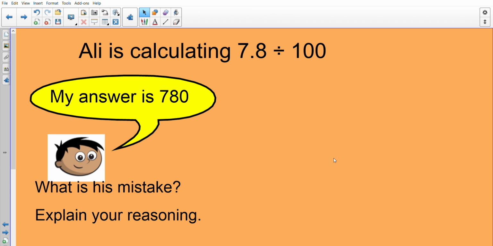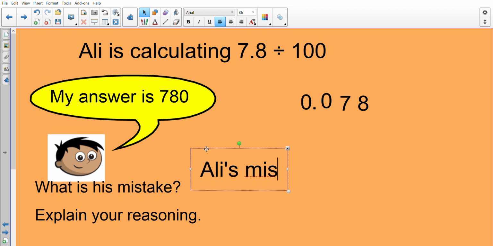Okay, well the first thing we need to do is actually work it out. 7.8 divided by 100. Divided by 100, so let's put our decimal point in there. So 7.8. Now we're dividing by 100, it's got to get smaller, hasn't it? So let's remind ourselves, when we divide by 100, it goes 2 steps to the right. So we go 1, 2. We fill our space with a 0 there. We put a 0 here. And we've got 0.078. So what is his mistake?